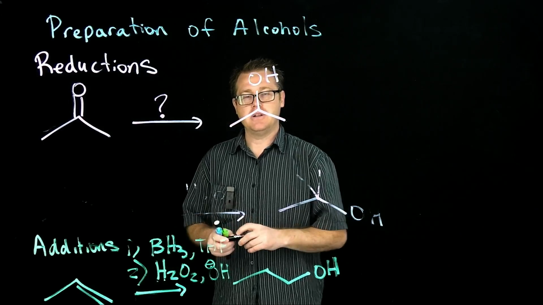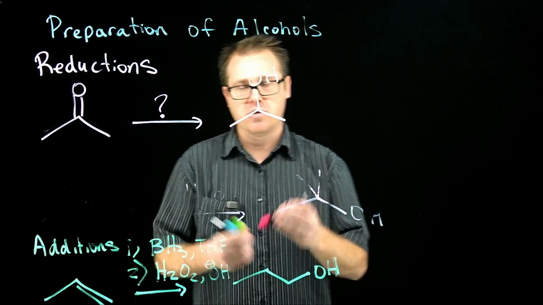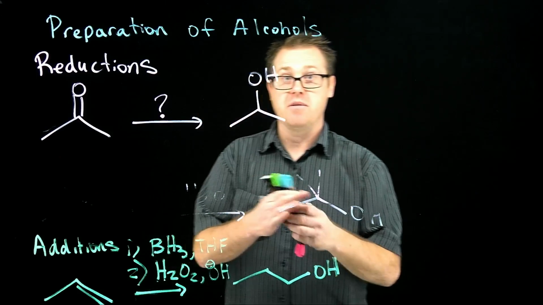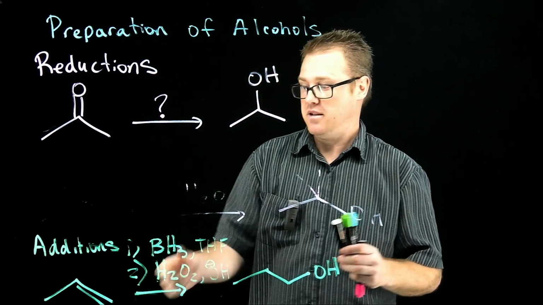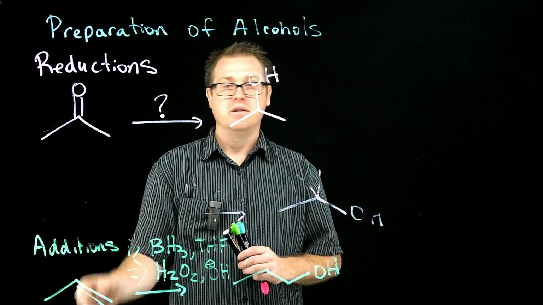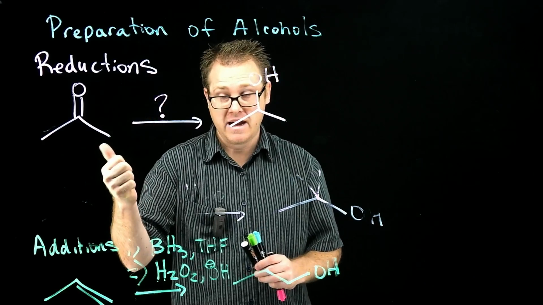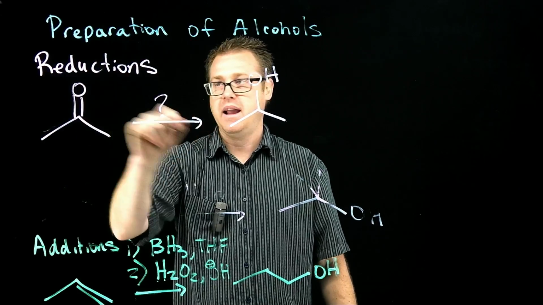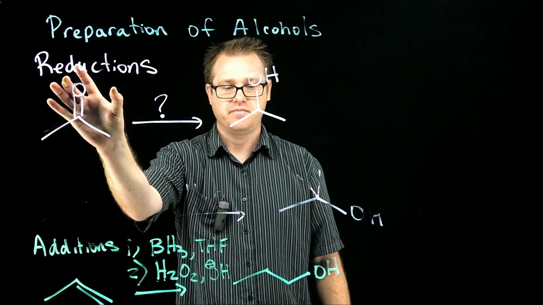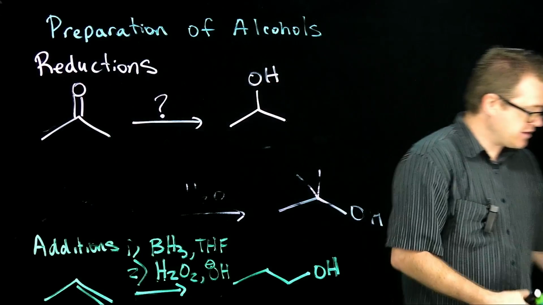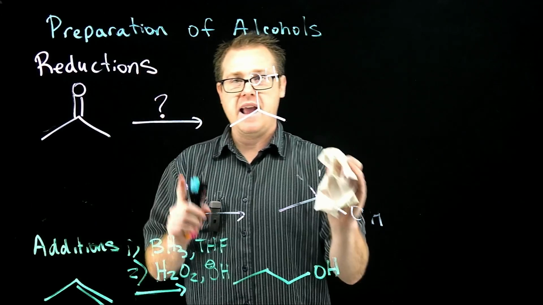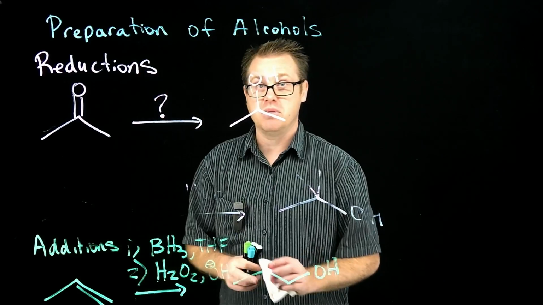So isn't that cool? Let's write this down in your notebook: how can you make alcohols? From alkyl halides and from alkenes, so doing substitution reactions, addition reactions, and now a third way, reductions. In order to understand what's going on in a reduction, we need to review oxidation numbers.